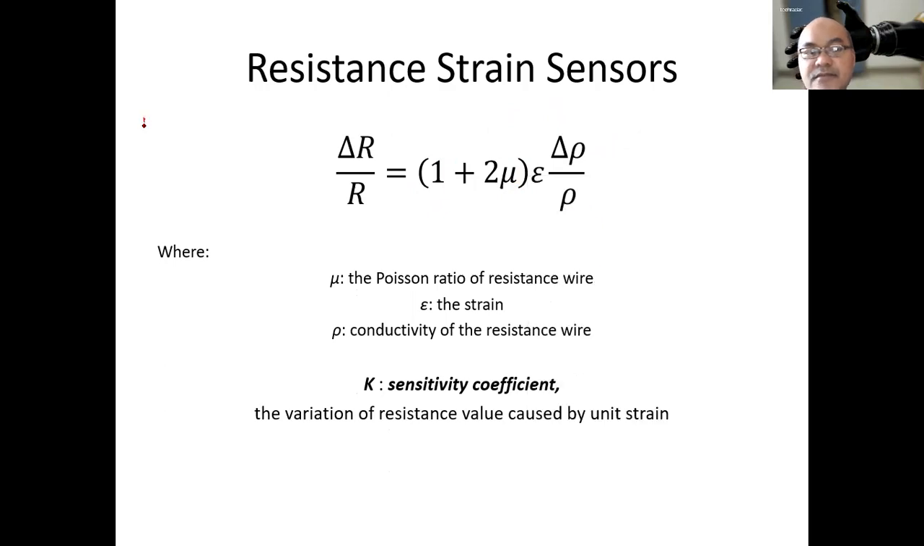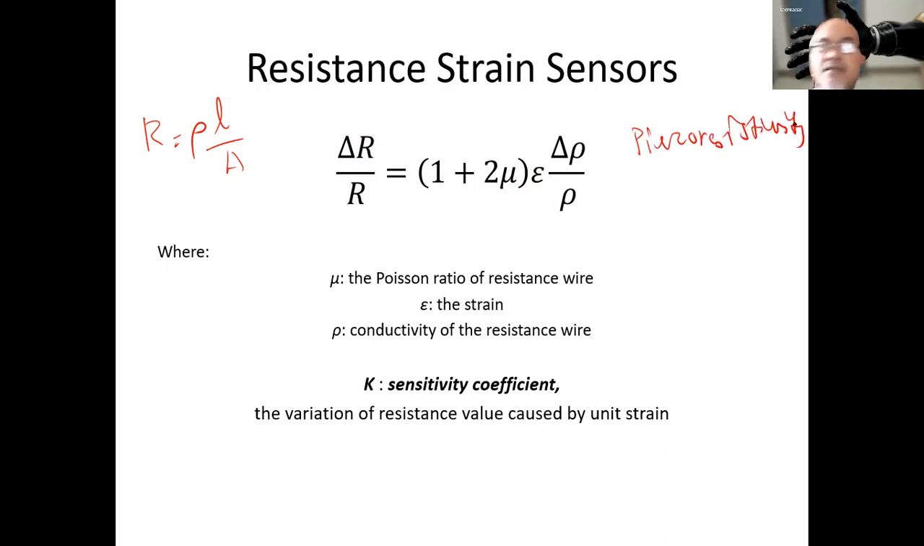The basic formula is, of course, R equals rho L over A. What we pay attention to is the rho, the resistivity change. If you have delta rho over rho, this is the relative conductivity change of the resistance wire, times the epsilon, the strain, and the mu, the Poisson ratio of the resistance wire, and this will create the resistance change delta R over R. So this is the piezoresistivity effect.